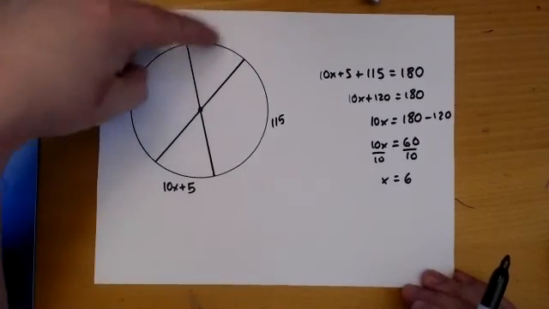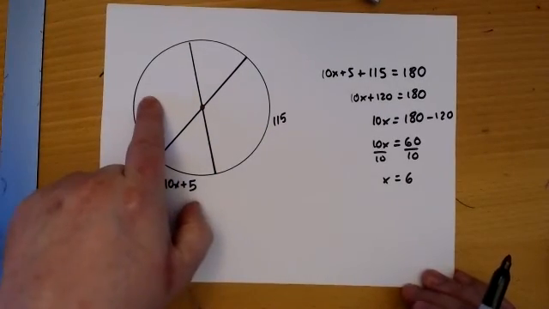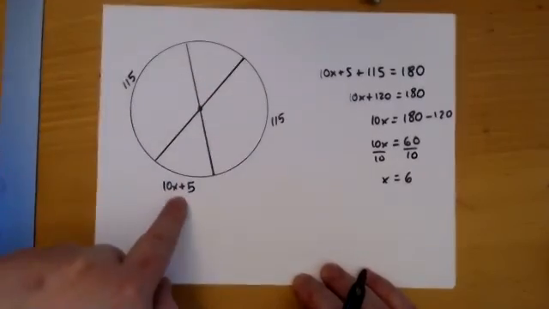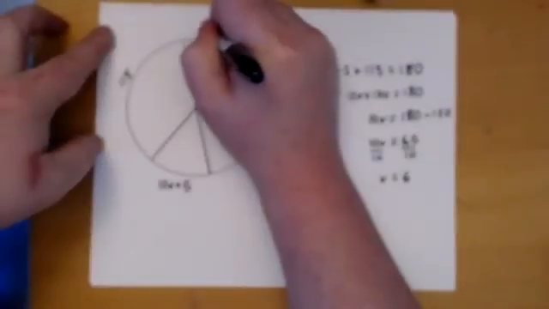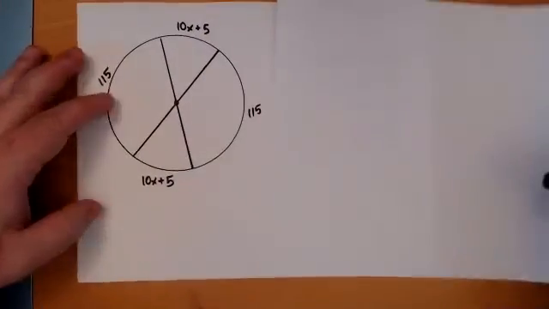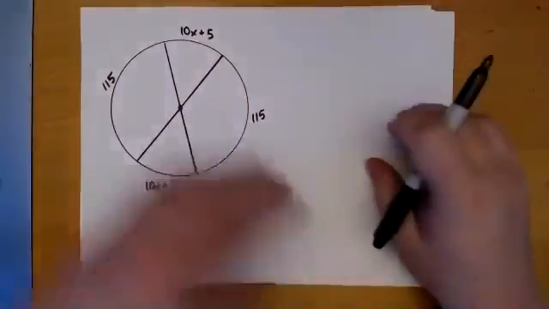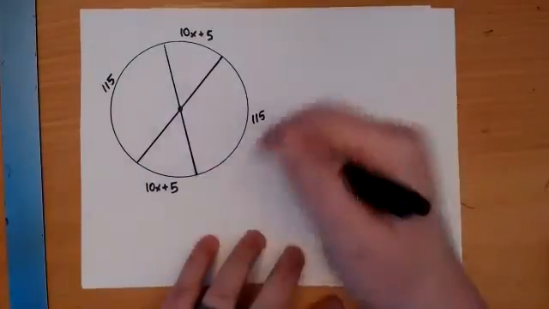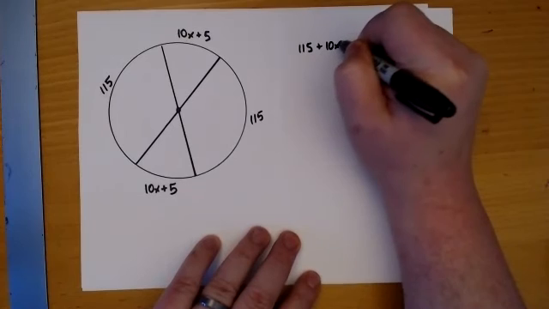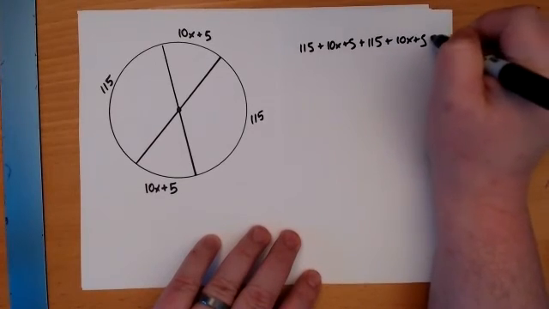Another way to solve it, if you really wanted to find these two parts, you can. Since these are vertical angles, this 115 is the same over here. And since these are vertical angles, this is the same over here. And now when you do your math, it's going to look a little different because now I've got the whole circle. Before I was just dealing with half of it, but now I'm dealing with all of it. So you could set it up as 115 plus 10x plus 5 plus 115 plus 10x plus 5 is the 360.